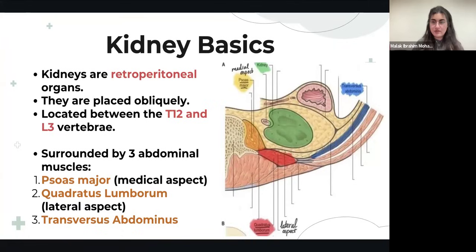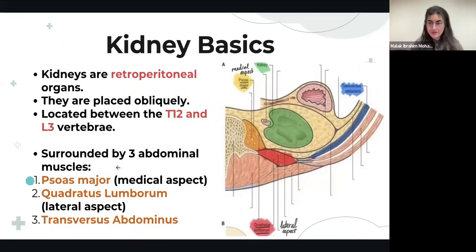Now, another thing that you need to know is that they're placed obliquely and that they're located between the T12 and the L3 vertebra. This is very, very important. You guys need to be able to know which levels the kidneys would extend from. Okay, now they are surrounded by 3 abdominal muscles. These abdominal muscles are very important to know as well.